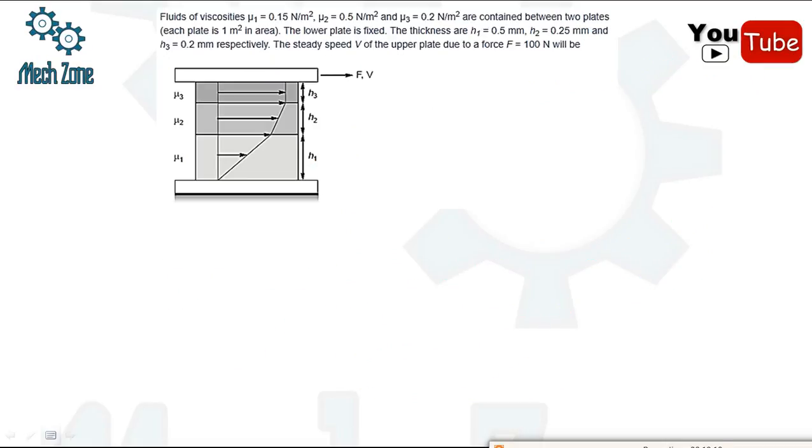Now in the next question that we have, fluids of viscosity mu1, mu2 and mu3 are contained between two plates. Each plate is 1 m square in area. The lower plate is fixed. The thicknesses h1, h2 and h3 have been given. The steady speed v of the upper plate due to a force of 100 newtons will be. Now we know that the shear stress tau would be nothing but force upon area. So this would be 100 upon 1 and that is 100 newtons per meter square.